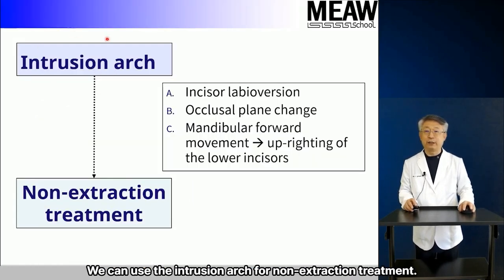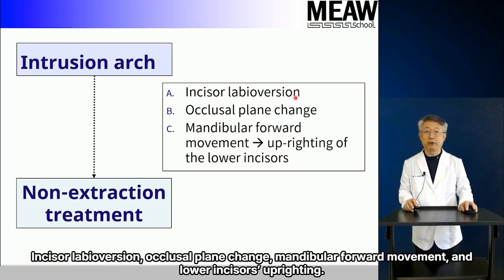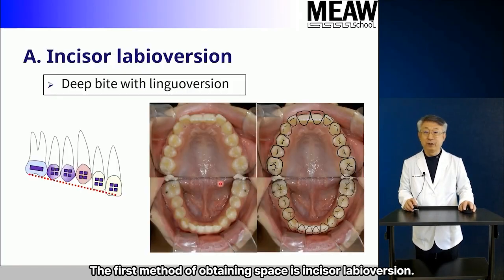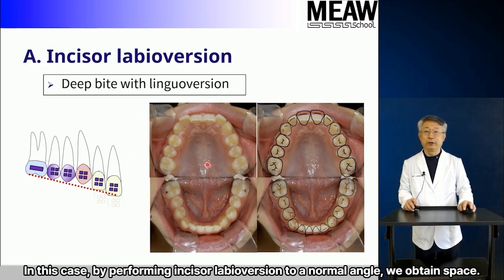We can use the intrusion arch for non-extraction treatment. The methods of obtaining space are as follows: incisor labioversion, occlusal plane change, mandibular forward movement, and lower incisors uprighting. The first method of obtaining space is incisor labioversion. There is deep overbite, and the incisor is in lingoversion. In this case, by performing incisor labioversion to a normal angle, we obtain space.